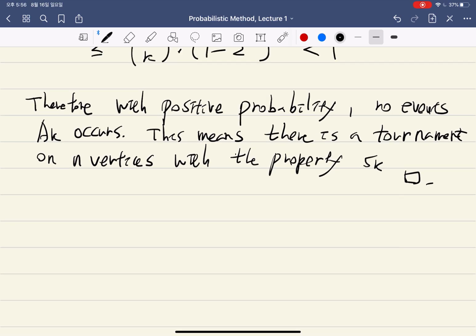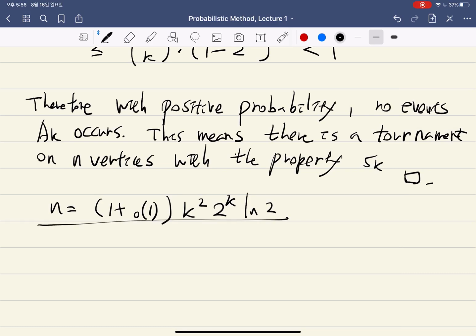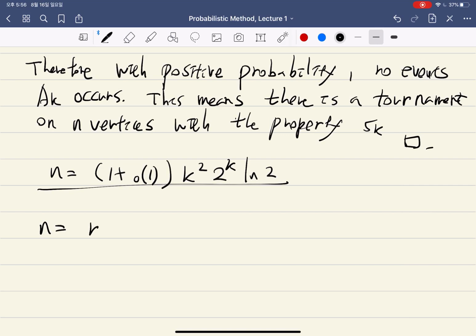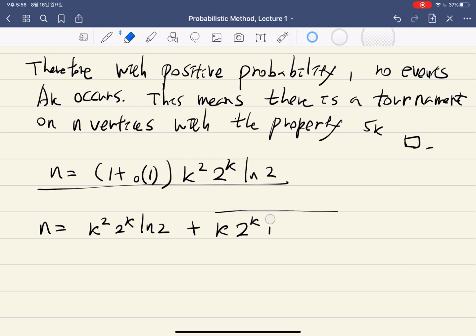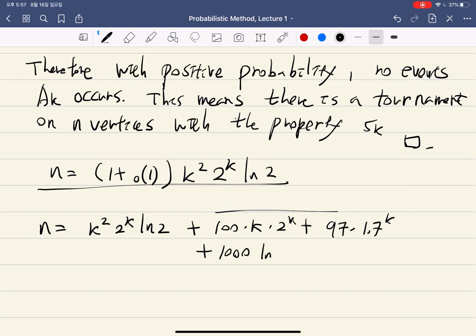And actually, if you just let n be (1 plus little-o of 1) times k squared 2 to the k log 2, then the above inequality holds. So here, writing 1 plus little-o of 1 means that you may have a complicated expression, say, 100 times k times 2 to the k plus 97 times 0.7 to the k plus 1000 times log k times k to the 100, or so on.